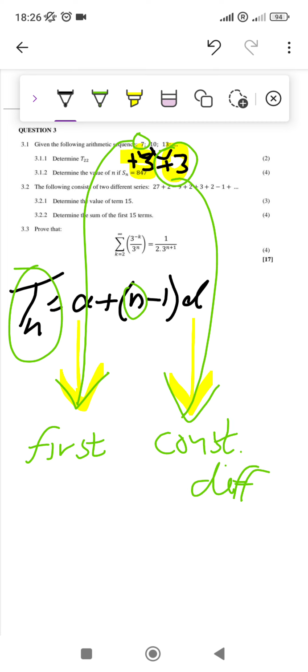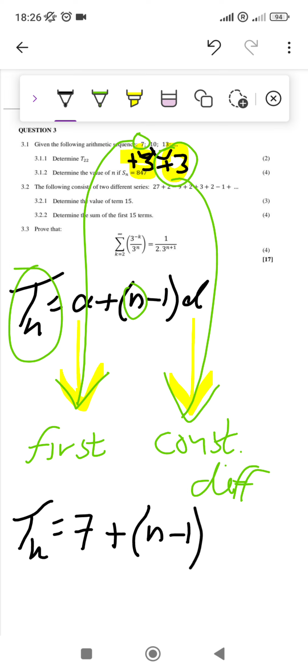In order to find Tn, we'll go with the formula Tn equals A. We said that's our first value, which is going to be 7. Then we'll say plus n, that's a variable, it's going to stay n, minus 1, and our D value in this case is going to be positive 3. Okay, so that over there is our formula.